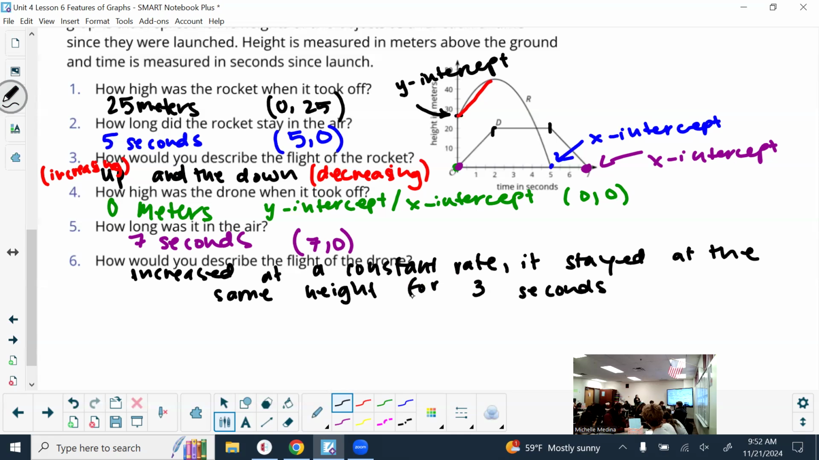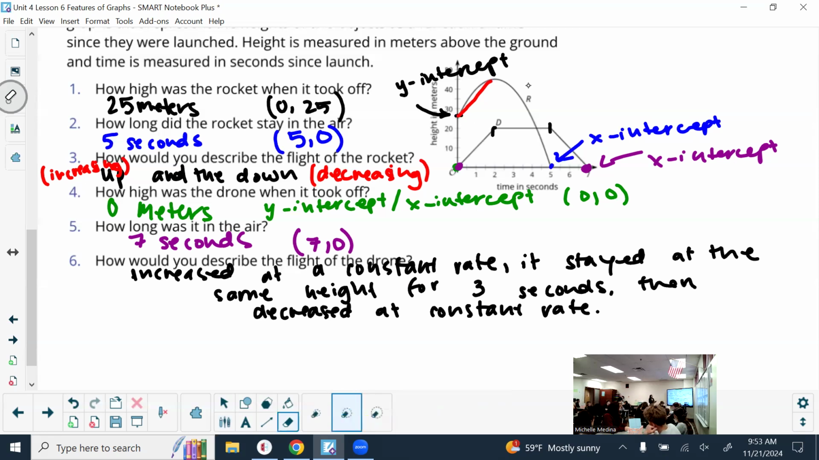And then it decreased at. Again, there's lots of variation. There's lots more details we could add. But we have to be able to describe it with those.